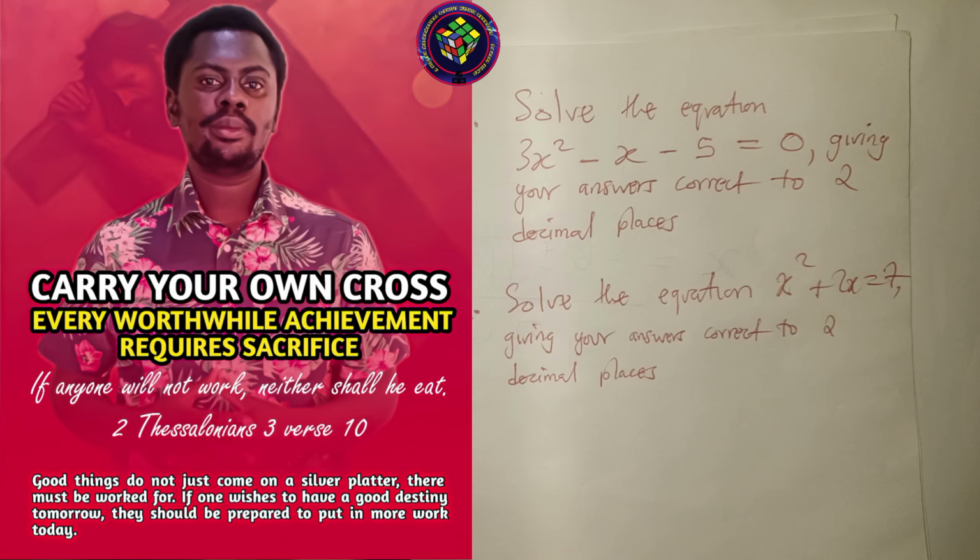We continue on quadratic equations using the formula method. So number one, we have: solve the equation 3x squared minus x minus 5 is equal to 0, giving your answers correct to 2 decimal places.